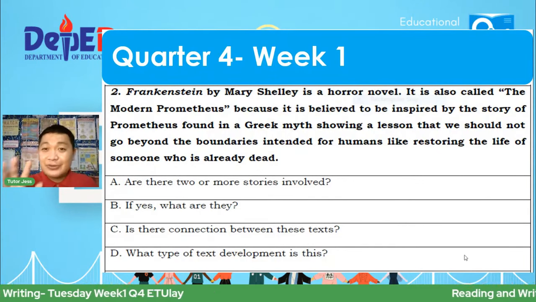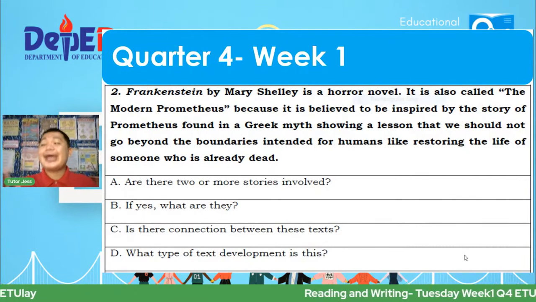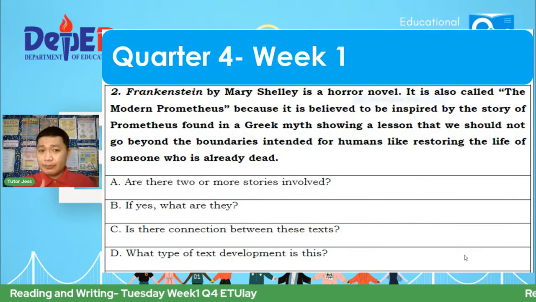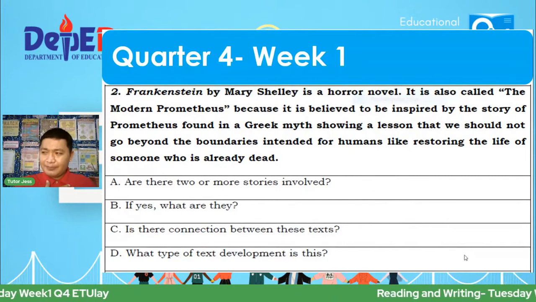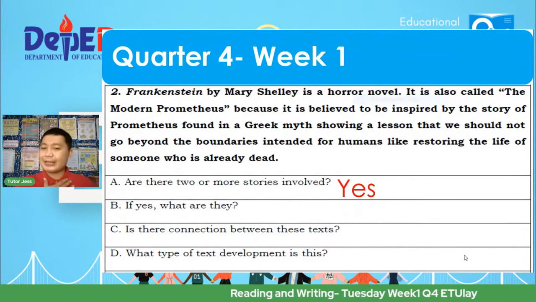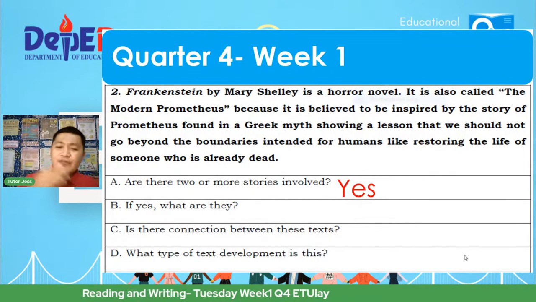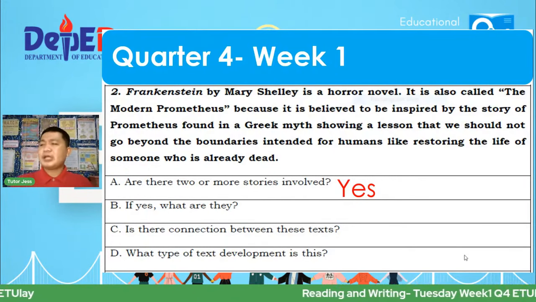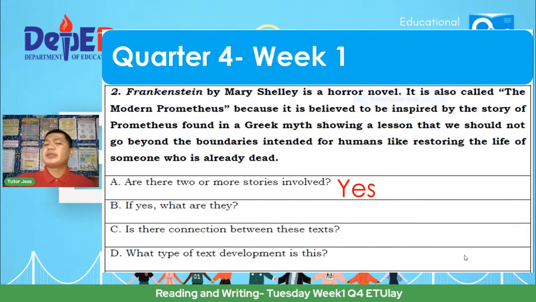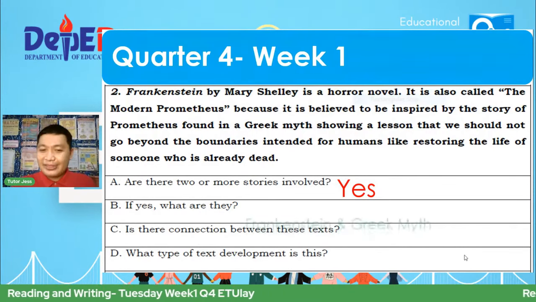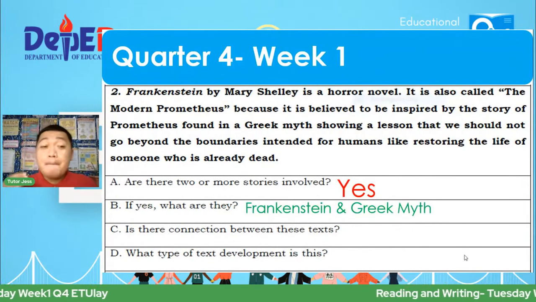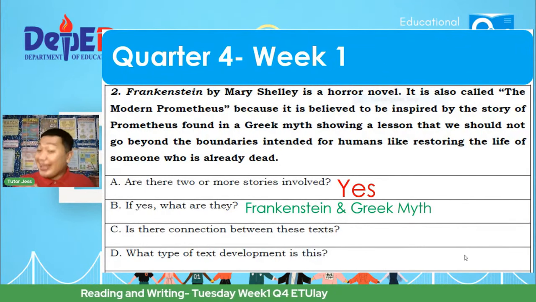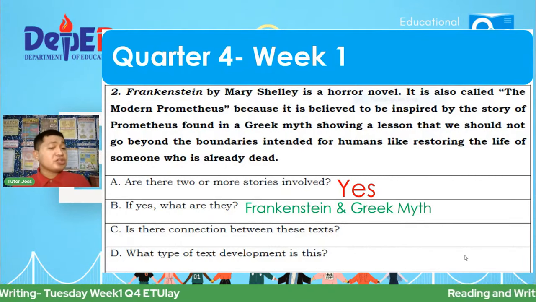Any from the viewers, participants, students? Rialin, Kenneth, Joel. All right, what is your answer? Kenneth, meron ba two or more stories involved? Okay. Yes, Kenneth, yes ang answer natin dyan. If yes, what are those stories? Okay, ano yun, Kenneth? Rialin, Joel, Incarnation, Resurrection. Okay, these are Frankenstein and the Greek myth, or we call it the modern Prometheus. That is Frankenstein and Greek myth. Is there a connection between these texts?